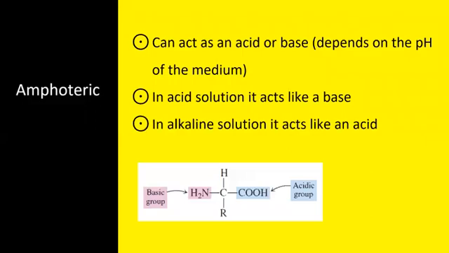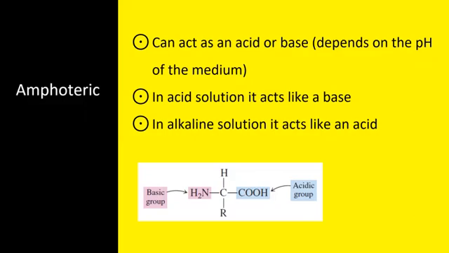So what is amphoteric, class? When we say amphoteric, they can act as an acid or base, depending on the pH of the medium that they are in. When we say acid, again, the charge of the molecule is negative, and when we say base, the charge is positive. We also learned from our previous discussion that in neutral solution, our carboxyl groups have a tendency to lose protons. So they are releasing protons.